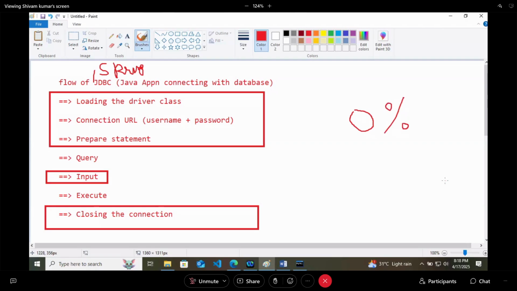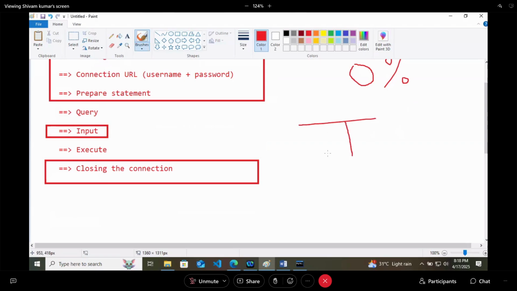That's why I am asking that in one session we can do JDBC, at least the basics of JDBC that are required to work with Spring JDBC.